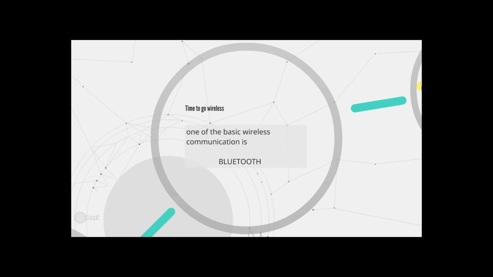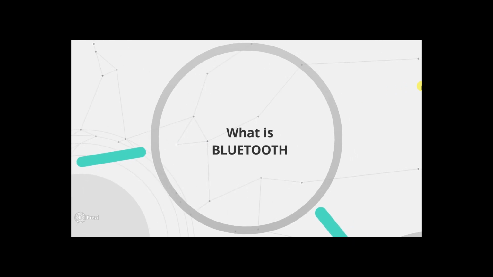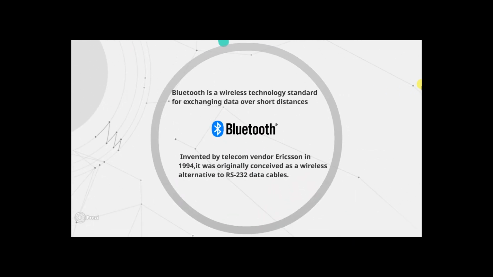This is the year where we can't find a headphone jack in a smartphone which costs about $1,000, which means the company is moving to use wireless technology. One of the basic wireless technologies is Bluetooth. First of all, what is Bluetooth? Bluetooth is a wireless tech standard for exchanging data over short distance. It was invented by Ericsson.